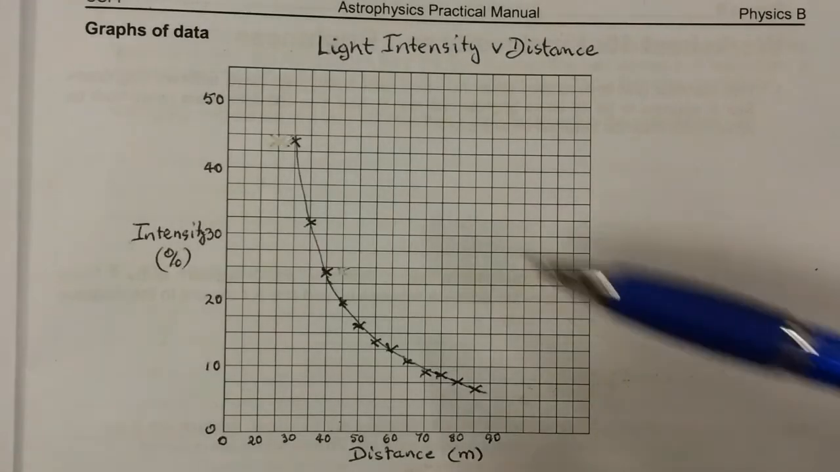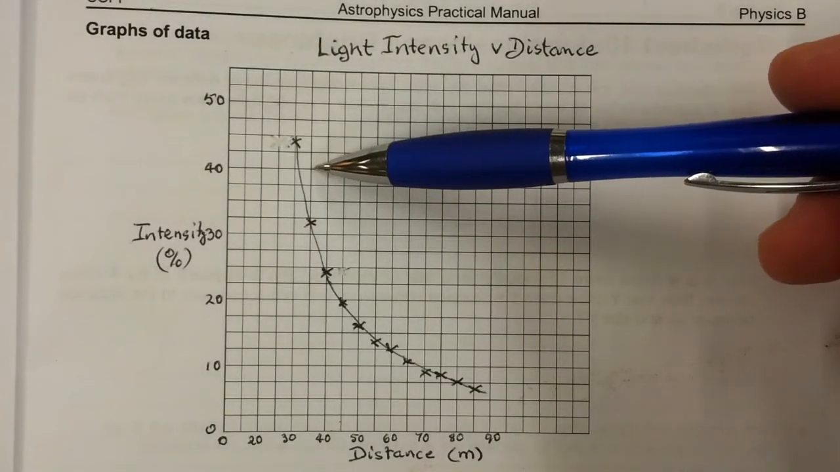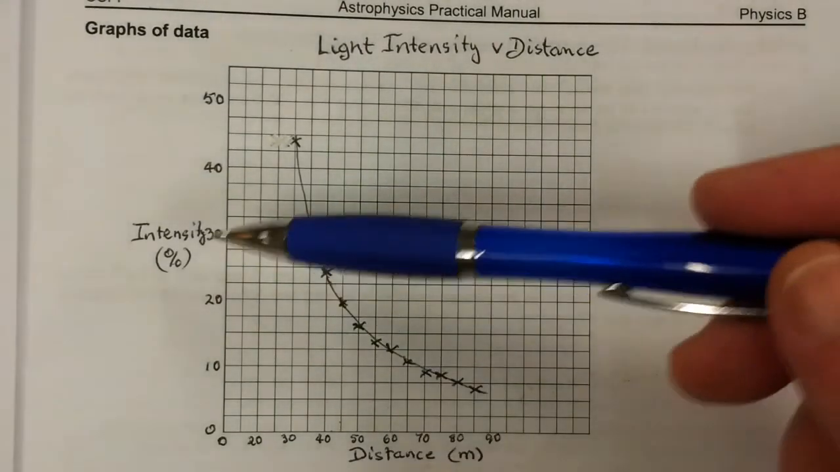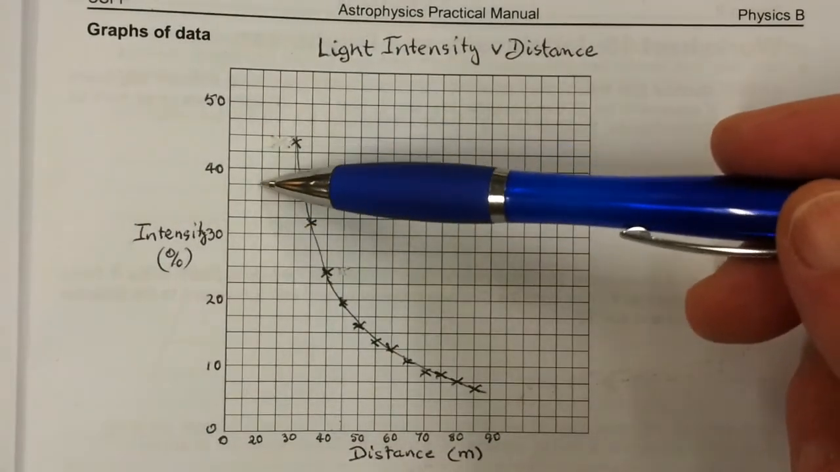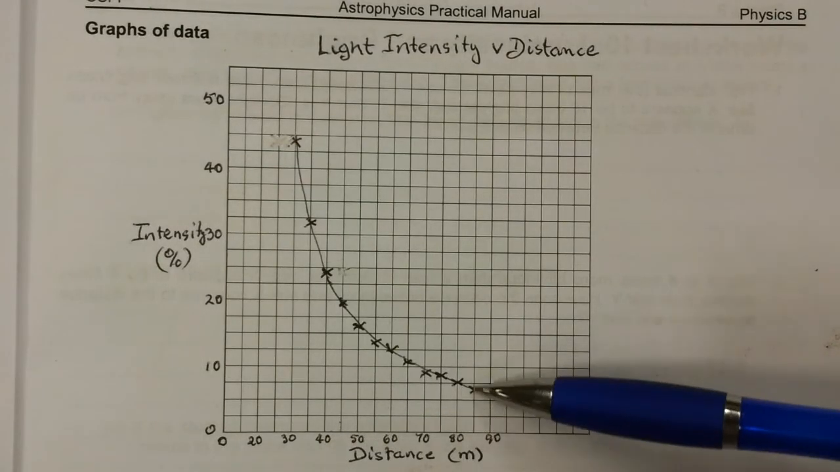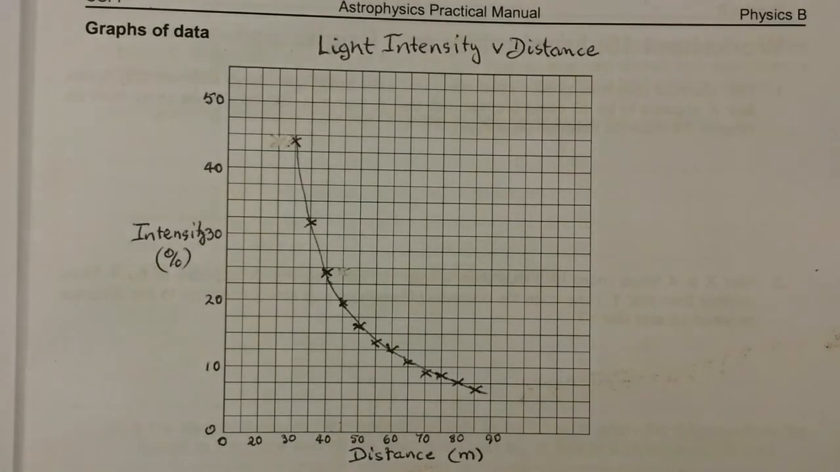We can see here that there seems to be some kind of inverse relationship between intensity and distance. In other words, the greater the intensity, the smaller the distance. The greater the distance, the smaller the intensity. What we might expect is an inverse relationship. So we could try graphing intensity versus 1 over distance. Alternatively, we could try graphing intensity against 1 over distance squared. See what shape we get.